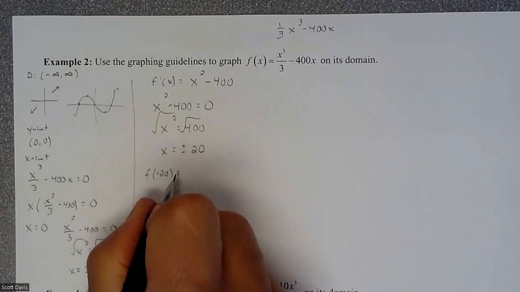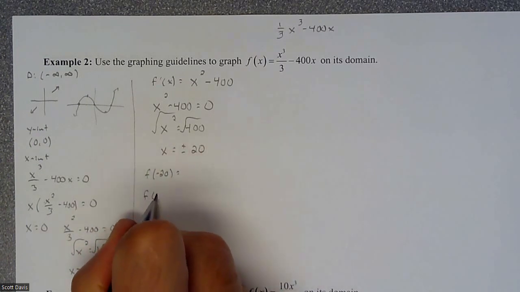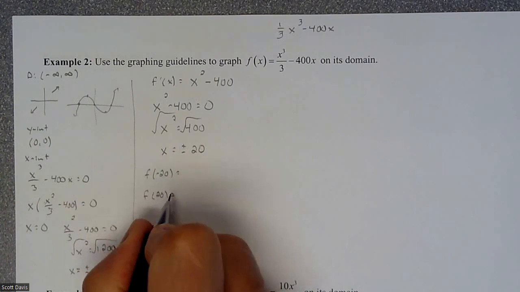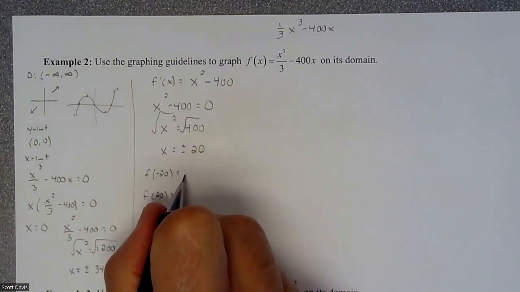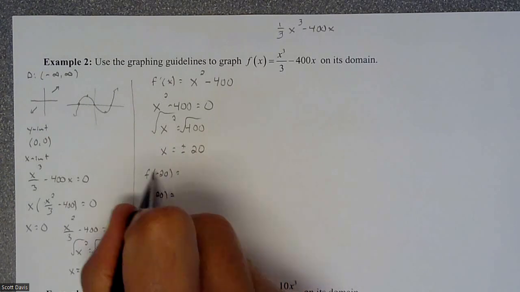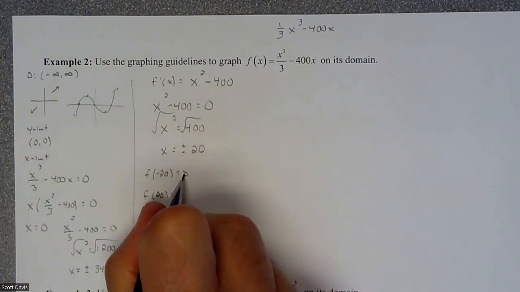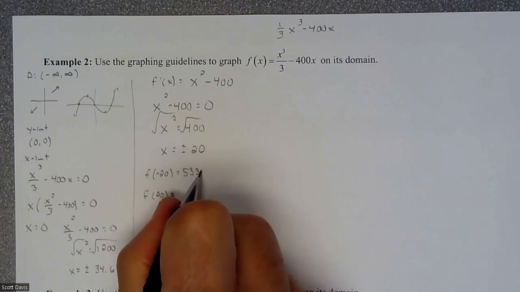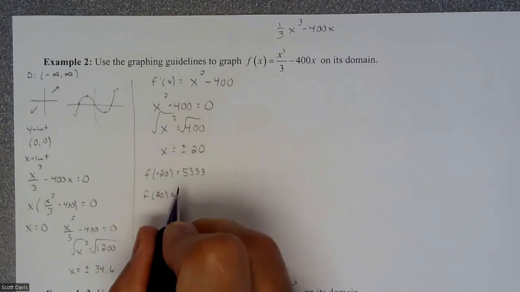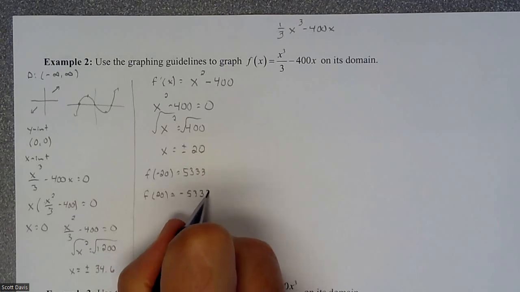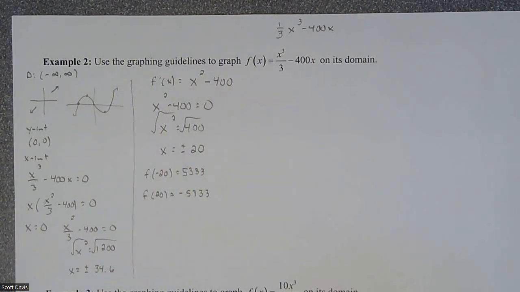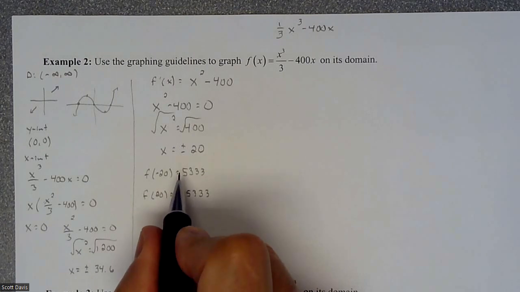So if we plug in negative 20 and we plug in positive 20, we throw that into a calculator, we would get, for negative 20, 5,333. And then the positive 20 gets us a negative 5,333. All right, so those are our critical points.